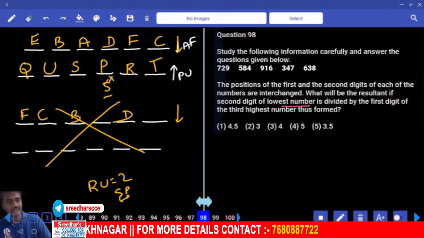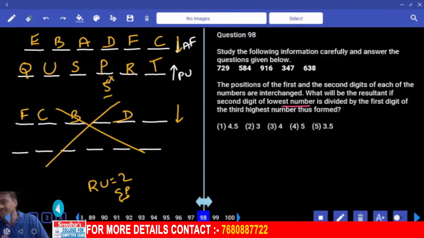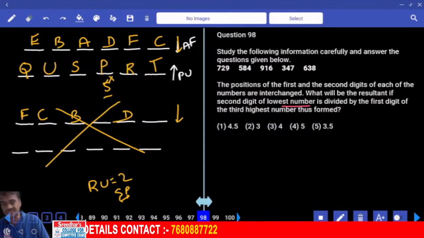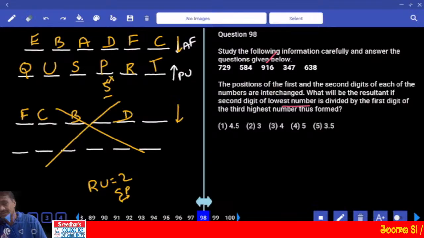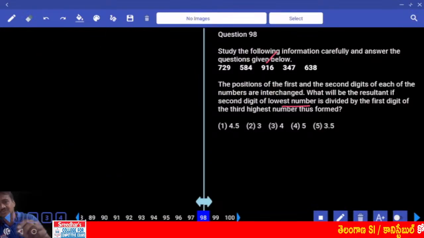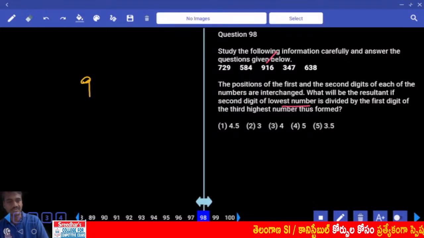Then what will be the resultant? The second digit of the lowest number. Here he is talking about which number? Lowest number. Which digit is coming to the first place? Second digit. Among the second digits, we need to find out the lowest. Which is the lowest? 1 is the lowest. Clear? 1 comes to the first place in 916, and 9 will go to the second place.